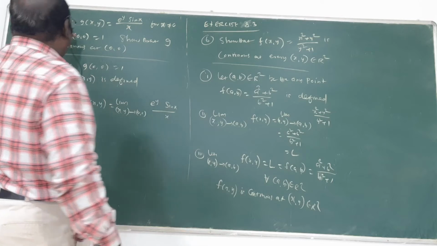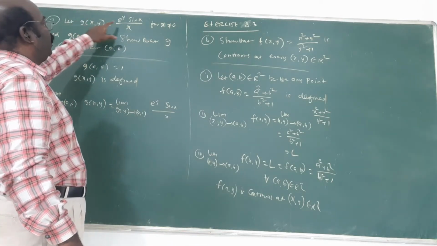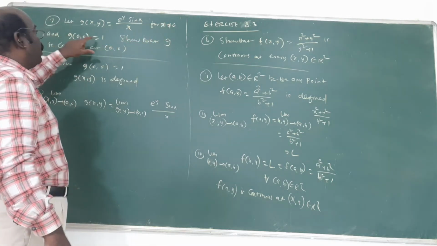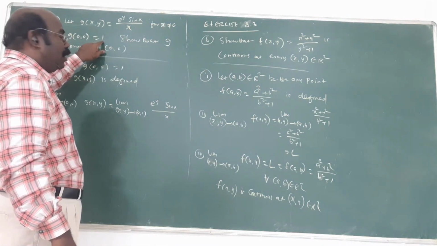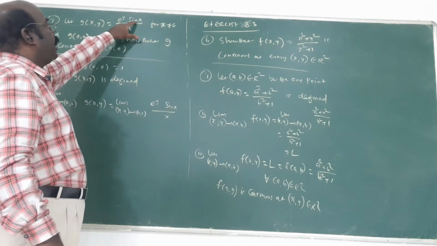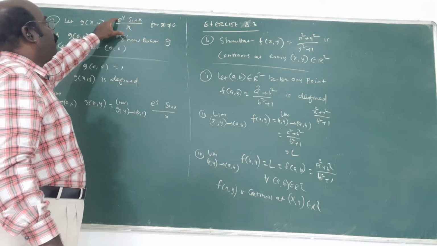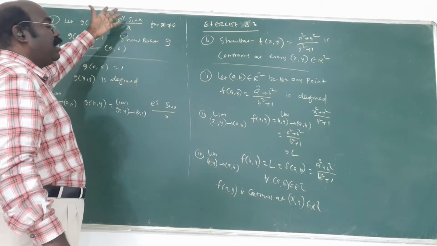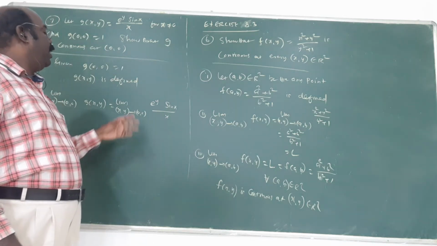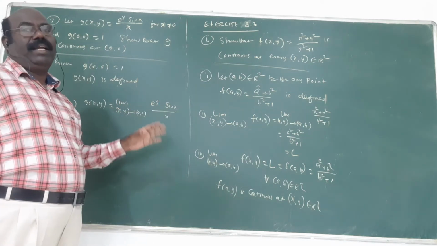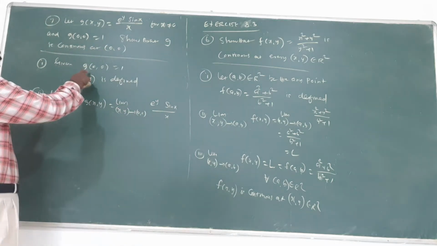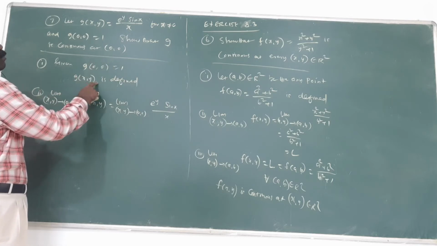Now, 7th question. g(x, y) is equal to e power y into sin x by x for x not equal to 0, and g(0, 0) is equal to 1. What is the reason? At (0, 0), x is 0, y is 0. e power 0 is 1, sin 0 is 0, so 1 into 0 by 0 is 0 by 0. But here 1 is given. What is the reason? When you apply the limit separately, we get 1 into 1, so 1 will come. That's why g(0, 0) is directly equal to 1. That's why g(x, y) is directly defined.